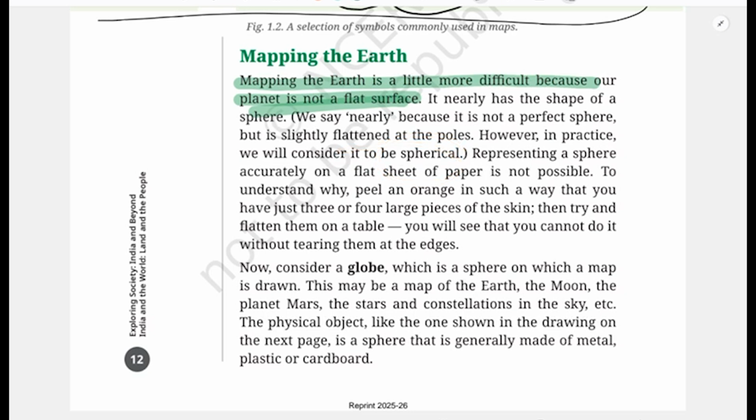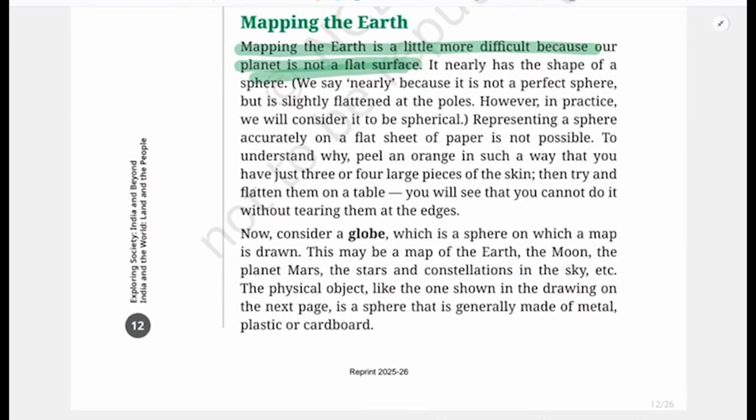Representing a sphere on a flat sheet of paper is not possible. To understand why, we can peel off an orange in such a way that you have just 3 or 4 large pieces of the skin and then try to flatten them on the ground. You'll see that you cannot do it without bringing down the edges.